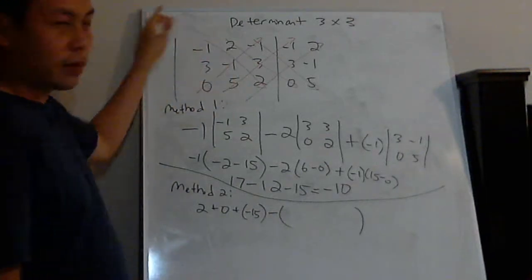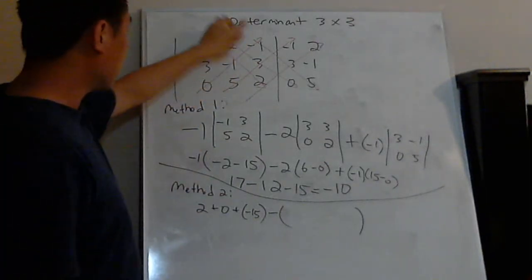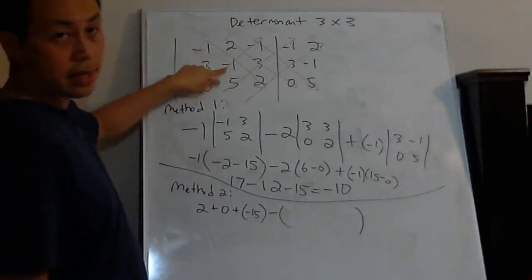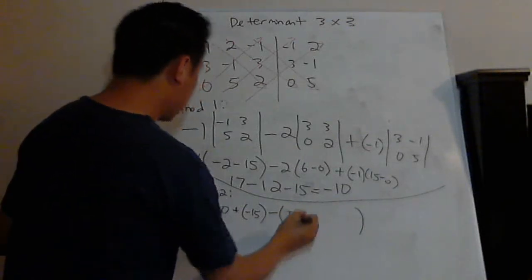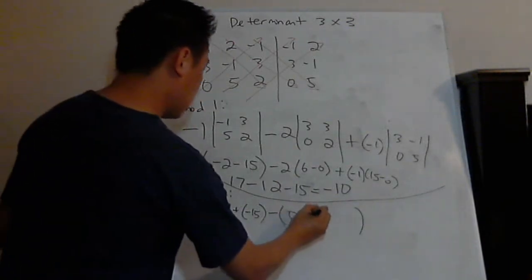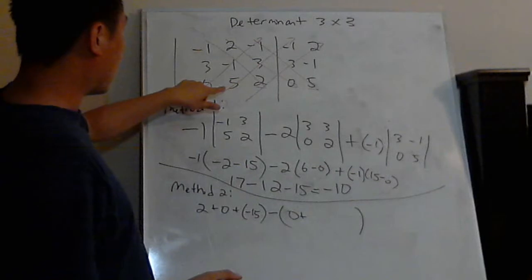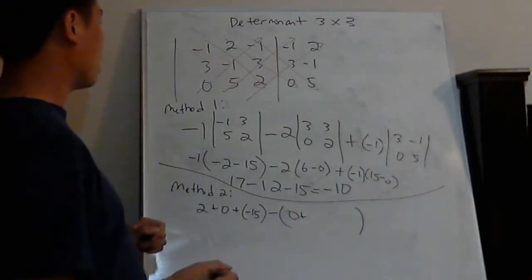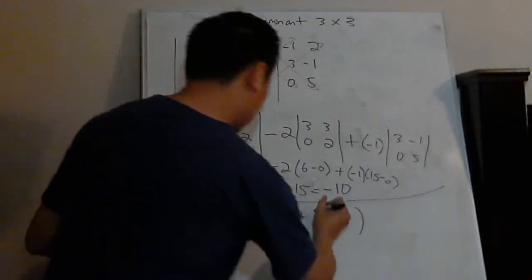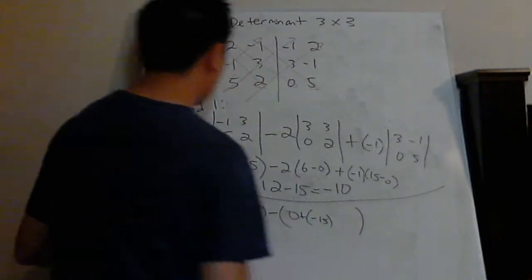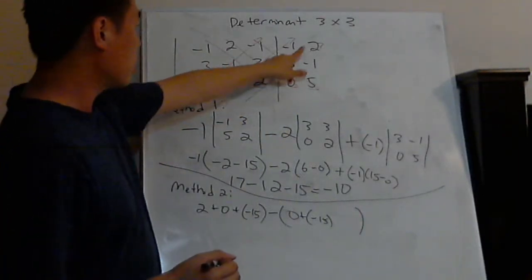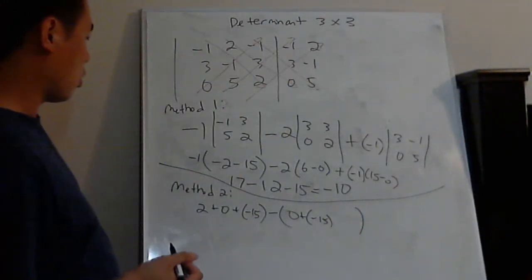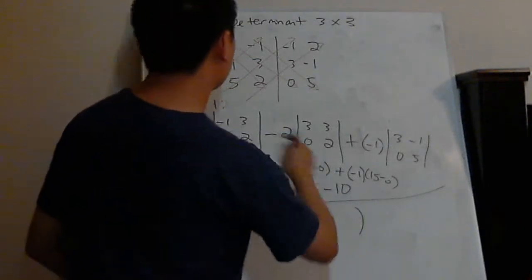So you're gonna subtract whatever is on the bottom. So first one you're gonna get 0. 0 times negative 1 times negative 1, 0. And then you're gonna have 5 times 3 times negative 1. That's negative 15. 2 times 3 times 2, you're gonna get, let's see, 12. Is that right? 12. Right.